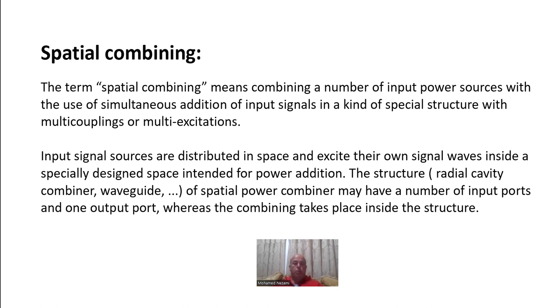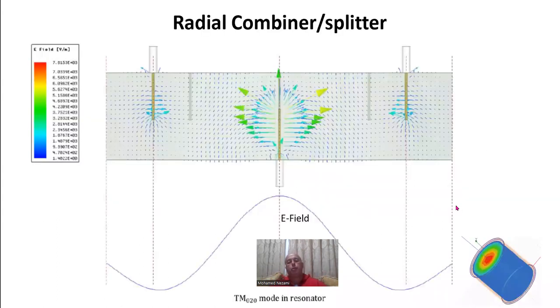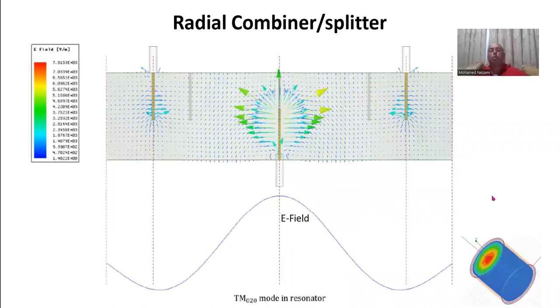Okay, so input signal sources are distributed in space and excite their own signal waves inside a specially designed space intended for power addition, and that's basically what a radial combiner is, one method. The structure, a radial combiner in this case, or a waveguide of a spatial power combiner, may have a number of input ports and one output port, whereas the combining takes place inside the structure. So hold on to these thoughts, and we'll say more when we go through the radial combiners for spatial combining.